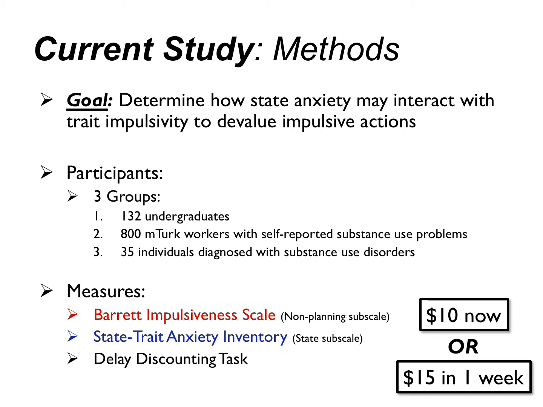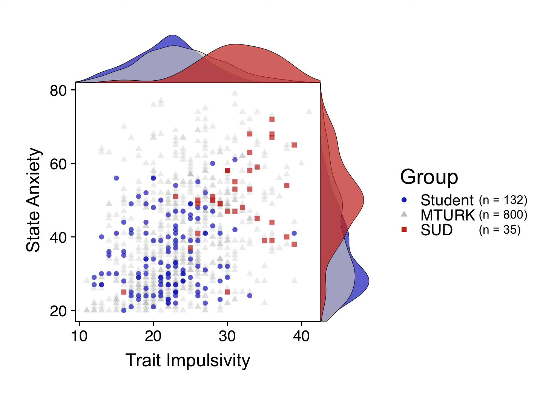You might be presented with something like a preference between $10 now or $15 in a week, and so you make a sequence of judgments in that way. To begin, here's a scatter plot of the trait impulsivity and state anxiety scores. The big thing to show here is that in general, the students, the blue circles, tend to show the lowest state anxiety and trait impulsivity.